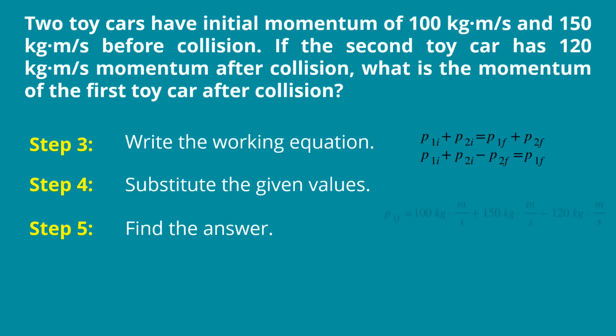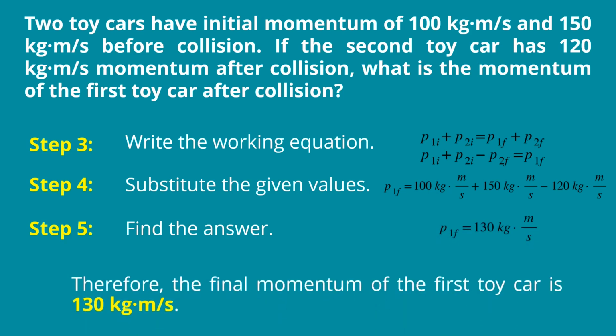As we substitute the given values, first final momentum is equal to 100 kg per second plus 150 kg per second minus 120 kg per second. So the final answer will be first final momentum is equal to 130 kg per second.